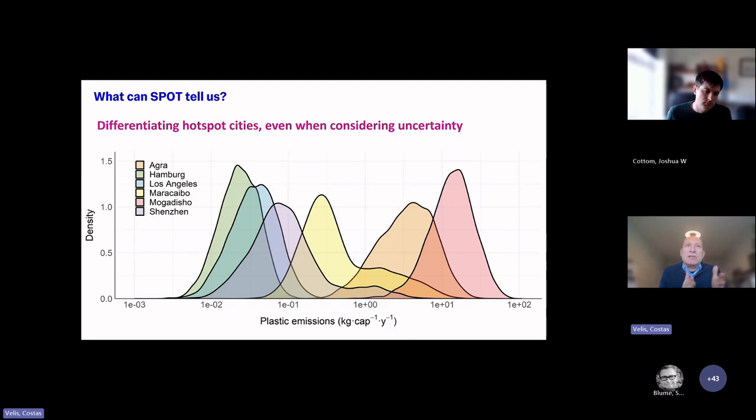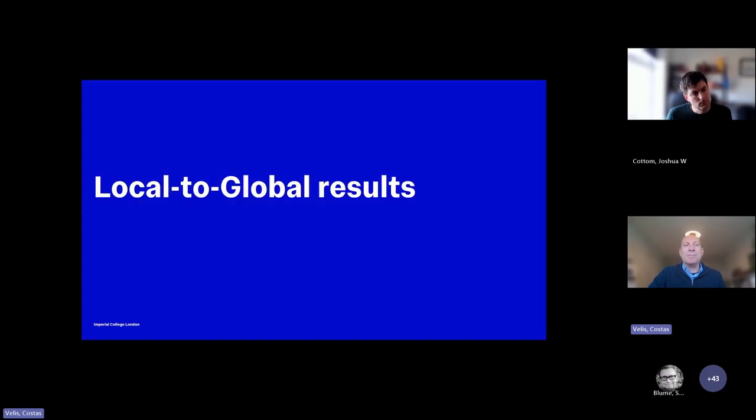And on the x-axis, you see a logarithmic scale on the magnitude of the plastic pollution. So despite the uncertainty that is explained through the probability, we still can see orders of magnitude difference between places that don't have good waste and resources management and places that have much improved waste and resources management. We can see these effects, quantify them, describe them very well.